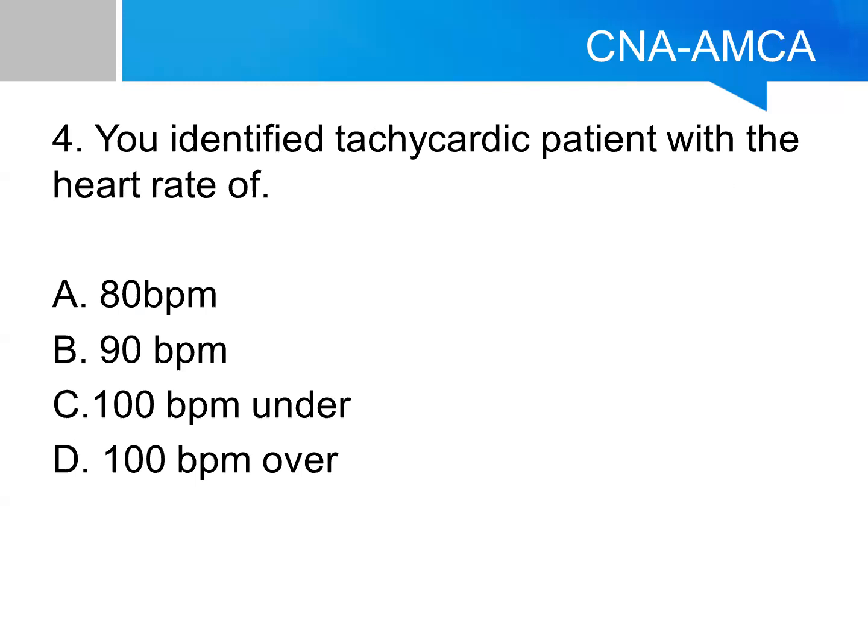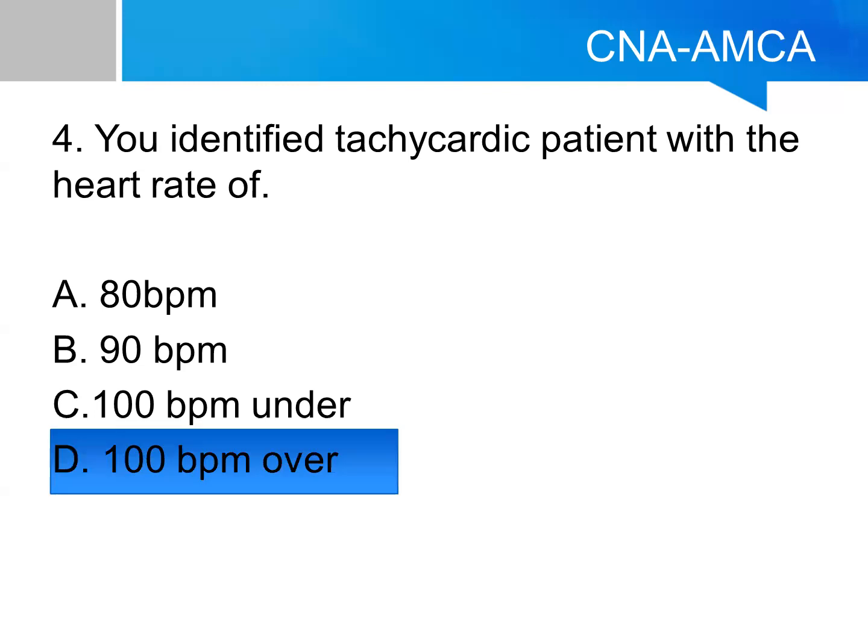Question number 4. You identified tachycardic patient with a heart rate of A. 80 beats per minute. B. 90 beats per minute. Letter C. Under 100 beats per minute. And letter D. Over 100 beats per minute. What is the correct answer? Letter D. Over 100 beats per minute.